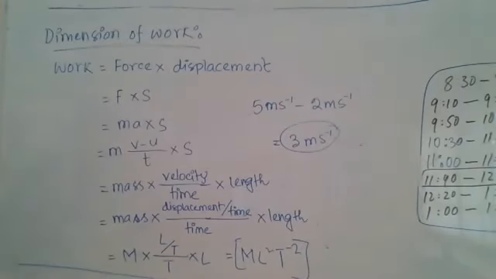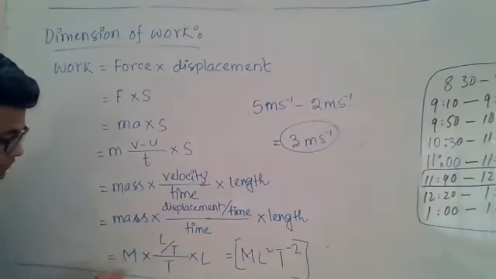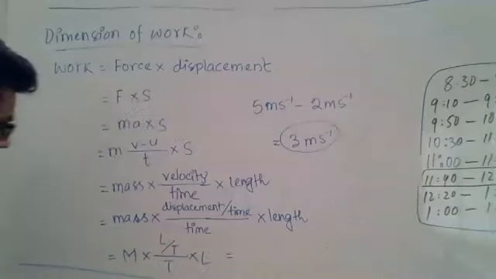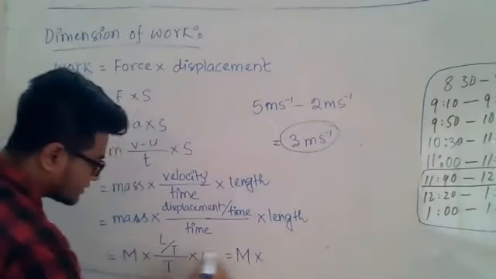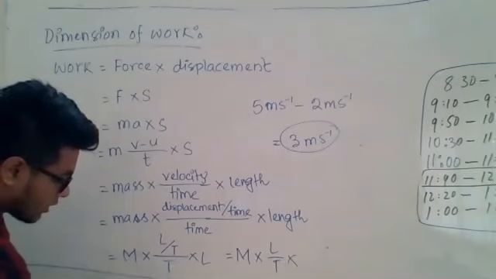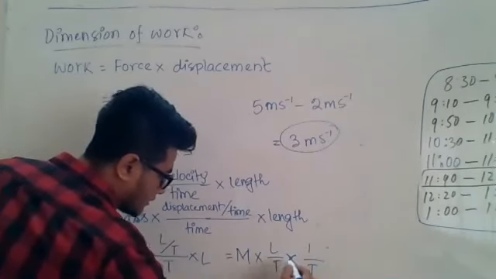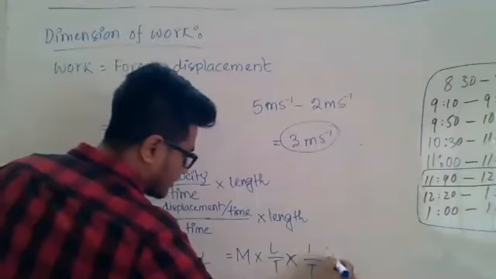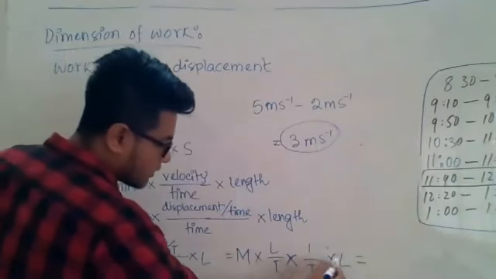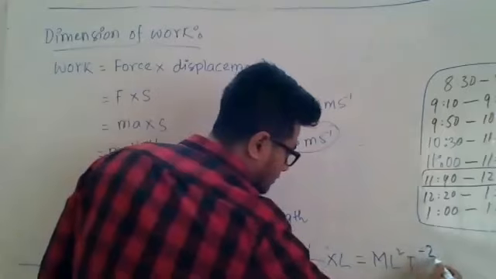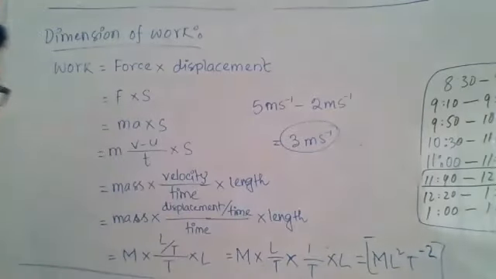You will multiply all the numerators and you will multiply the denominators. One more line can be written. If you didn't understand this, let me show you how this is exactly coming. See, M into this L by T. Now this division I am writing as multiplication, so T by 1 will become 1 by T, right? See, this divided by T, if I write it as multiplication, it will be inverted. So 1 by T into L. Now M into L into 1 into L, so it is M L square, and then T into T in the denominator, so it will be minus 2. So M L square T inverse 2.